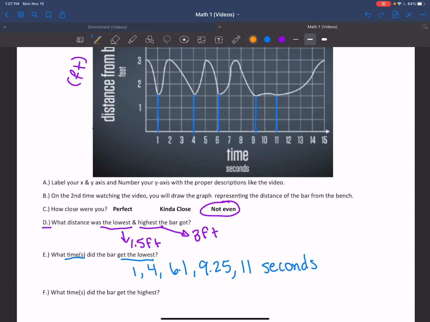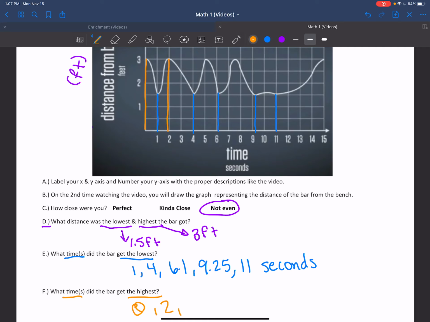Next up is the times the bar was the highest. Well, the bar was the highest when you started off, and that first time is 0. The next time it's at the highest point is at 2 seconds. The next time is about 5 seconds. The next time, that's about 7.5 seconds. And then the last time it's at the highest point is at the very end at 15 seconds. So here are all the different times where the bar is at the highest point.